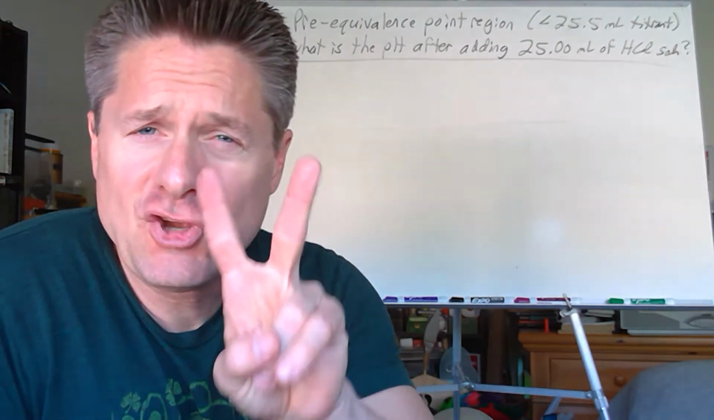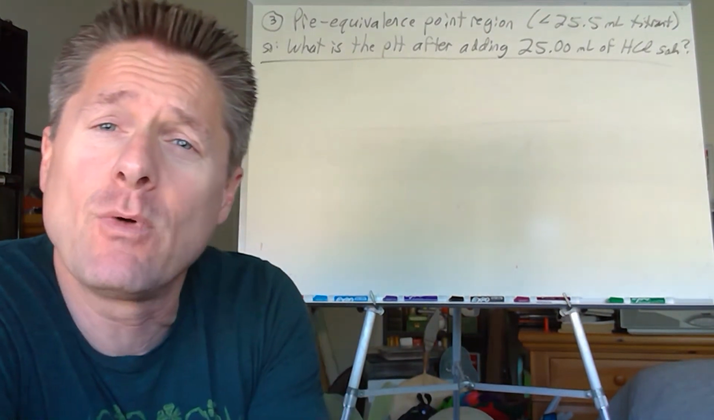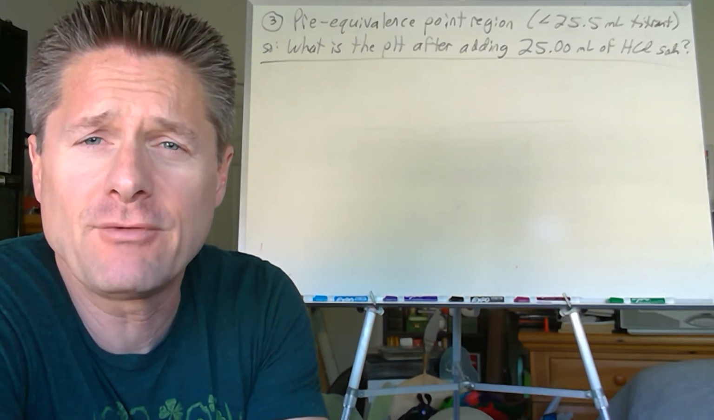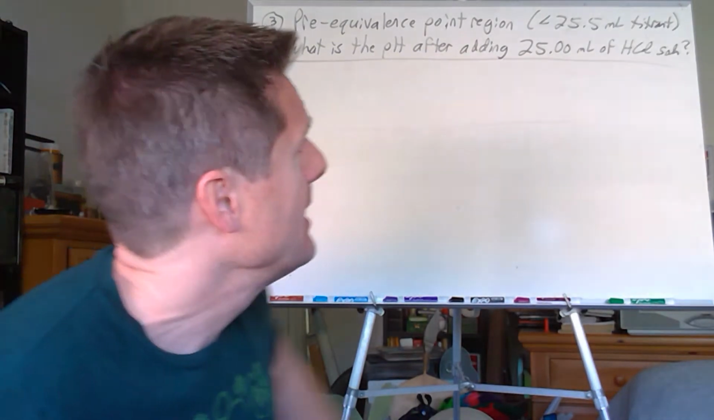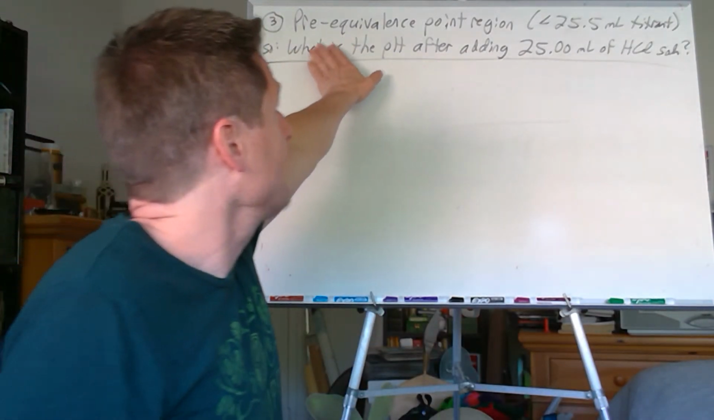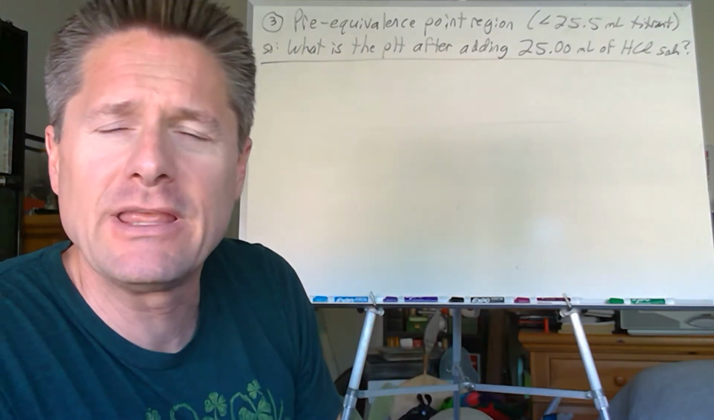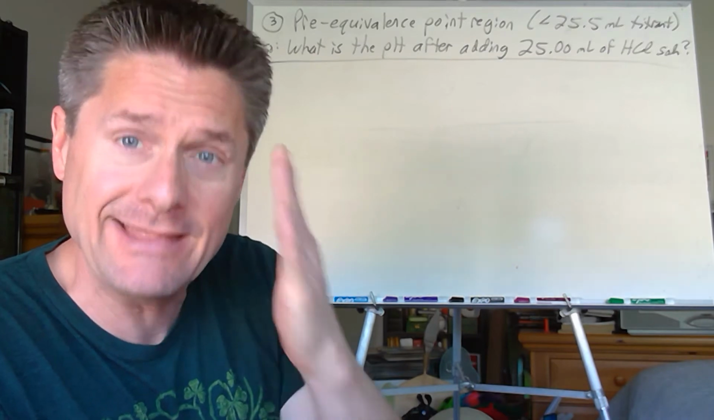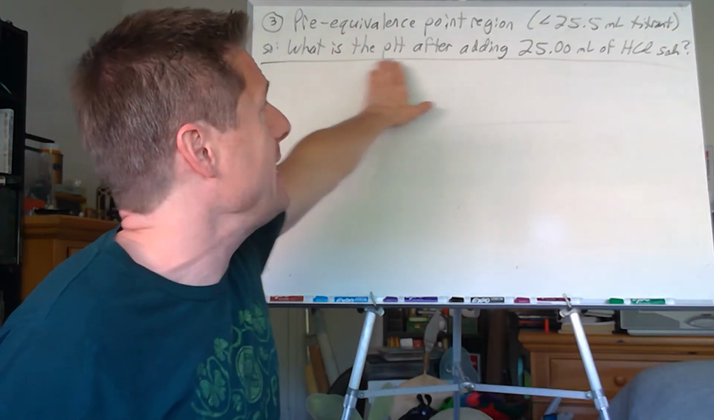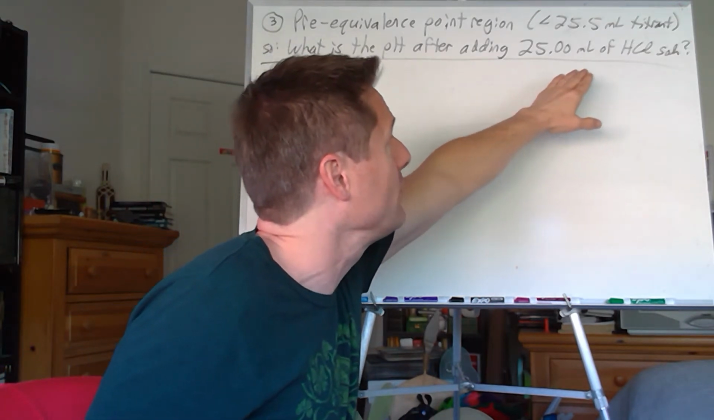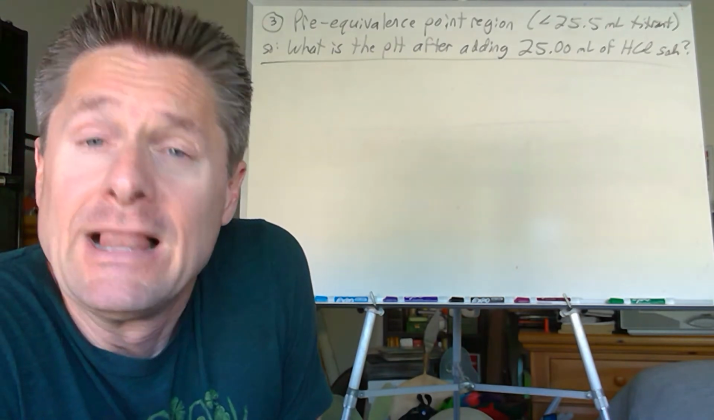All right, we're going to do 2 data points in the pre-equivalence region. We're going to do one butting up against the equivalence point volume of titrant, and then one at the half equivalence point, just because that one's really easy to do and gives us a nice, easy data point. So let's do the harder one, somewhere in the pre-equivalence region. We calculated 25.5-ish milliliters of our HCl titrant to hit the equivalence point, so anything real close to that, maybe within a milliliter. So let's say, what's the pH after adding 25.00 milliliters of hydrochloric acid solution, which is the titrant from your burette? Let's go ahead and calculate that.